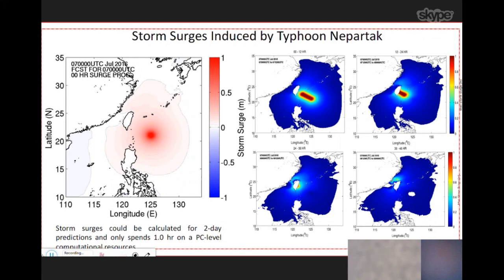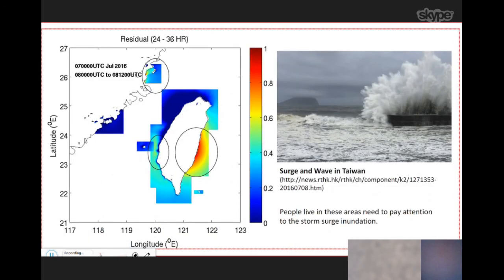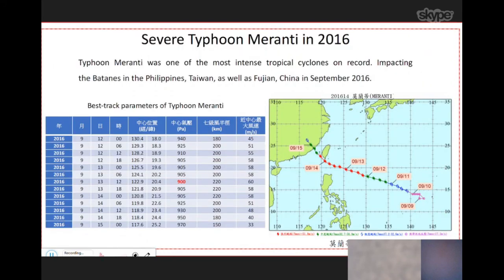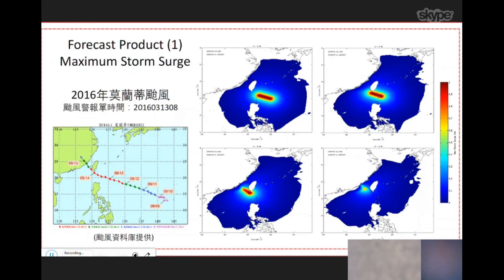Yeah, so this is the severe Typhoon Meranti last year. The intensity of Typhoon Meranti is very strong. The central pressure reached 900 millibar, so it can reach Category 5 typhoon. In Typhoon Meranti, we can also see the maximum storm surge at different times. During the 12 hours to 24 hours, which is about half a day, it means that the typhoon is leaving Taiwan.